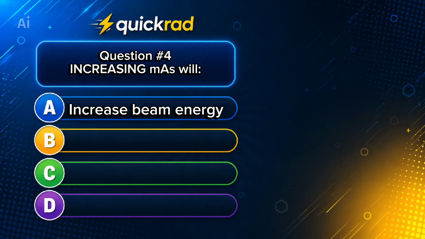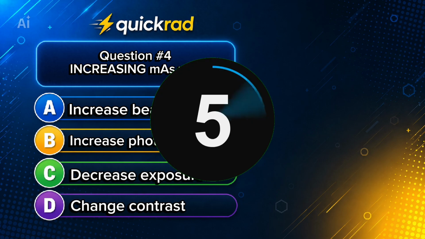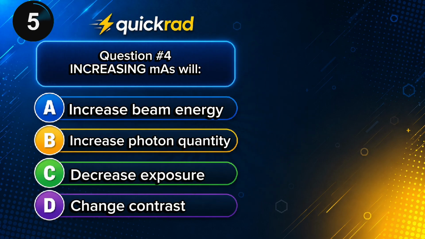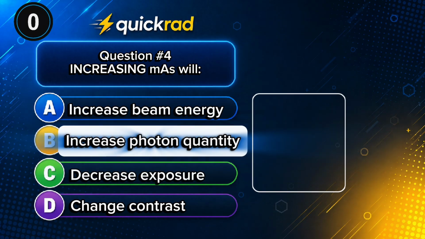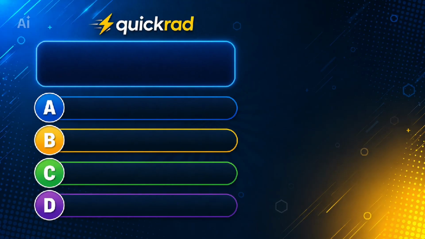Question 4. Increasing mAs will? Correct answer, B. Increase photon quantity. mAs controls the number of photons produced, not their energy.